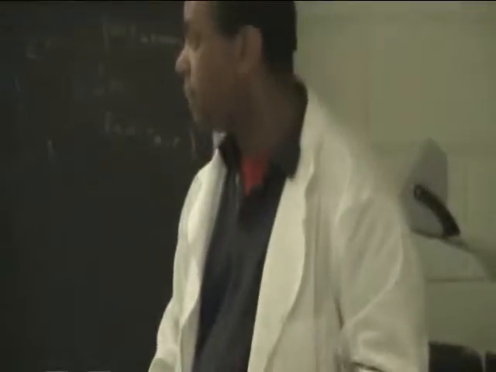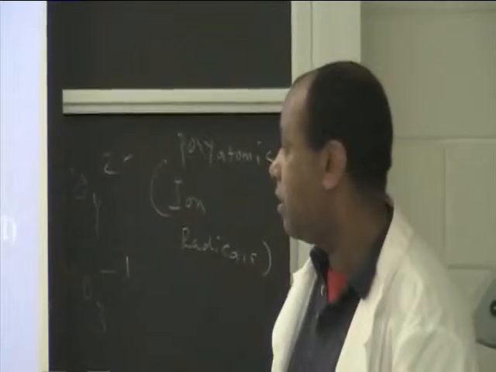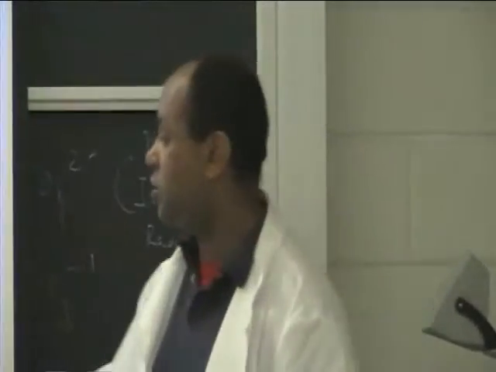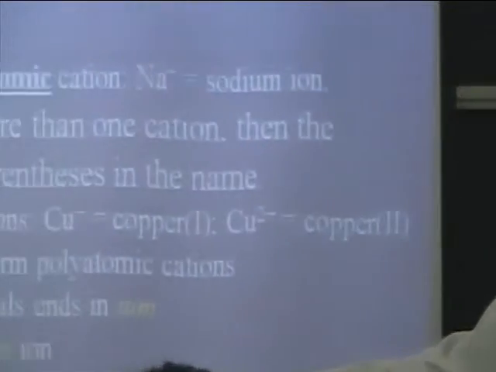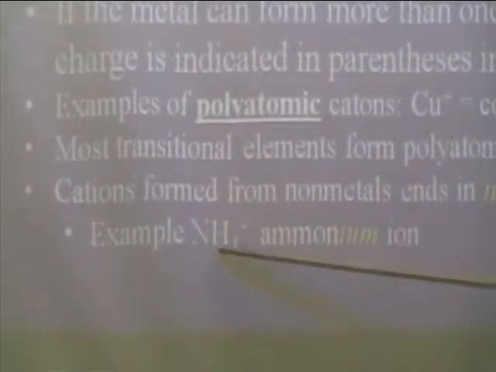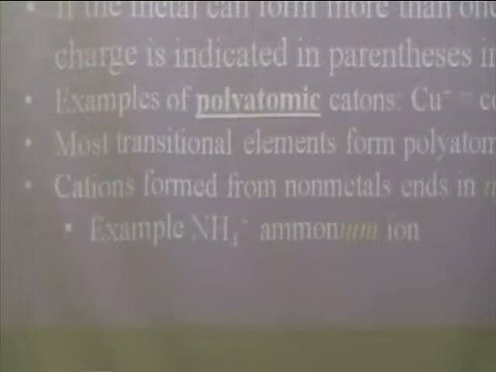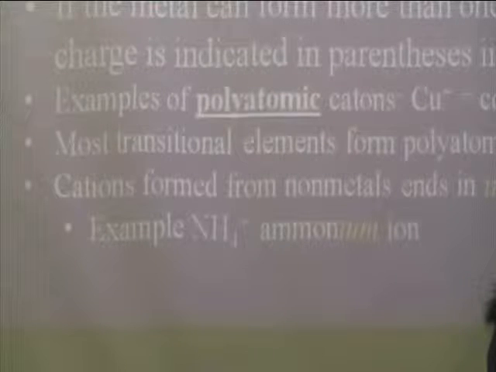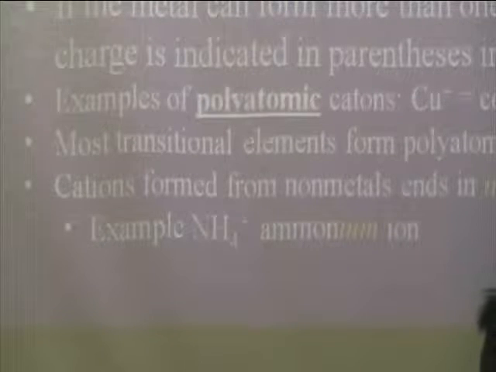What does it mean by cations formed from non-metals? You have seen here, you have nitrogen and hydrogen. Nitrogen and hydrogen are non-metals. But this is the exception in terms of non-metals. Cations are formed by metals, right? But sometimes there's an exception.